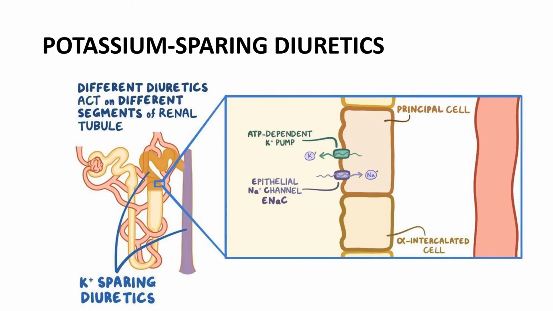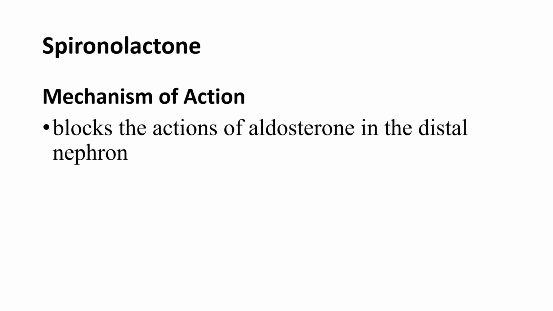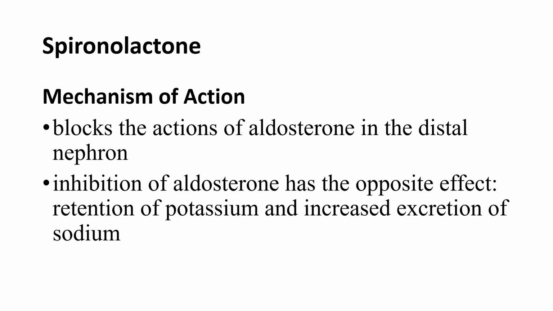Now, for the potassium-sparing diuretics. So, for the mechanism of action, spironolactone blocks the action of aldosterone in the distal nephron. Since aldosterone acts to promote sodium uptake in exchange for potassium excretion, inhibition of aldosterone has the opposite effect, which is retention of potassium and increased excretion of sodium.